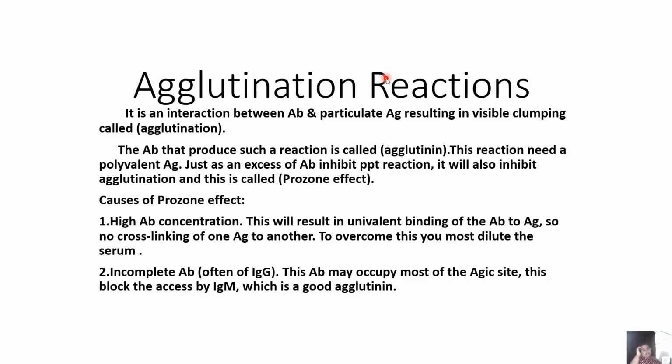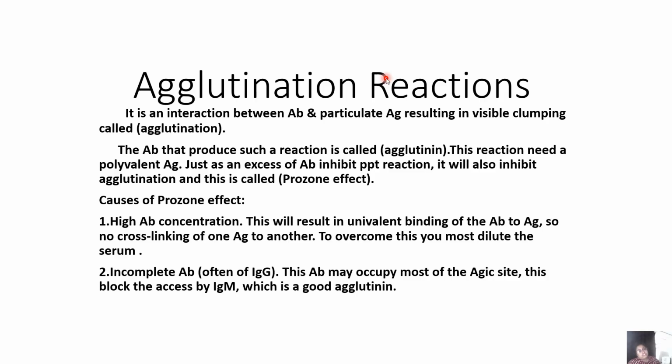So it's an interaction between antibody and particulate antigen resulting in visible clumping or agglutination. The antibody that produces such a reaction is called agglutinin, and this reaction needs a polyvalent antigen. As an excess of antibody inhibits the precipitate reaction, it will also inhibit agglutination, and this is called the prozone effect. So what are the causes of the prozone effect?